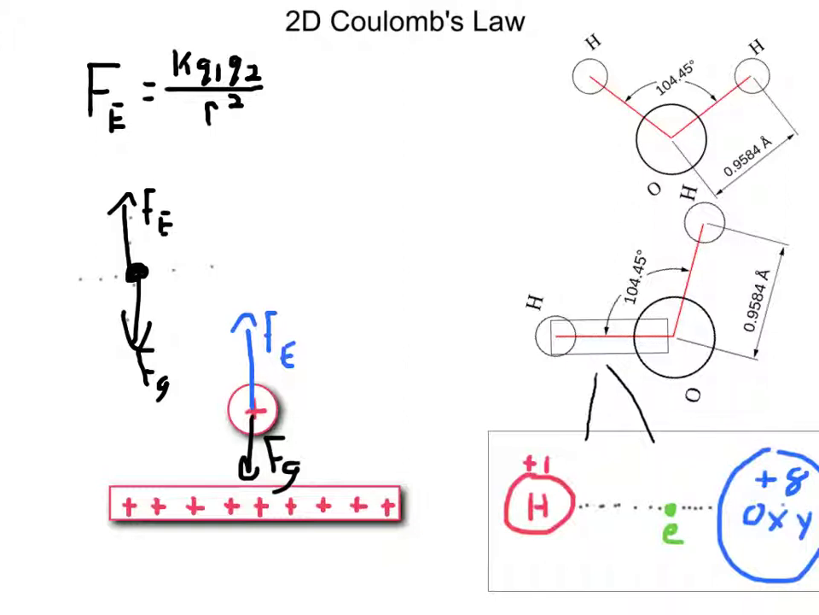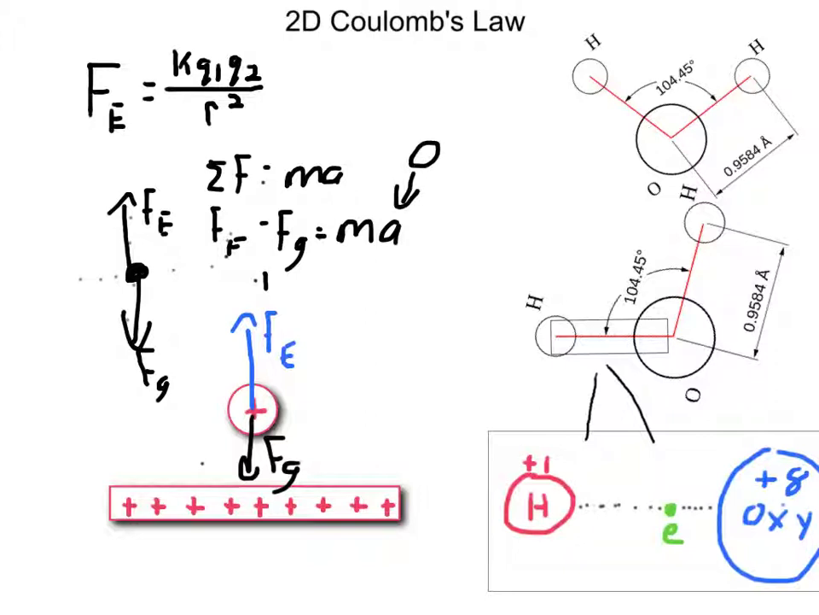And then I could go through my standard sum of the forces equals ma. And if I called up positive and down negative, now I'd have Fe minus Fg equals ma. Just for the sake of this argument, to keep in the idea of the oil drop experiment that we're going to go into later, let's assume that these were balanced. So it's an equilibrium, so acceleration is 0 now.